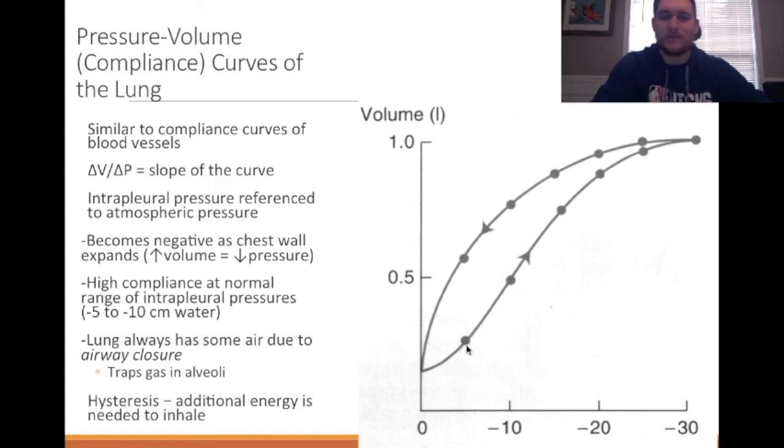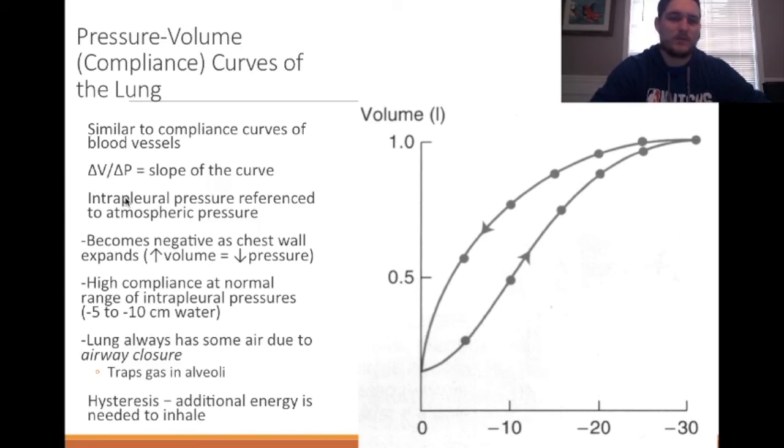So down below here, you can see on this y-axis, this is where our residual volume is. And then as we inhale, going from residual volume to a max inhale or total lung capacity, you can see that this compliance curve is not exactly linear. And as we exhale, going from total lung capacity back to residual volume, you have a difference depending on what stage of the breathing cycle you are in.